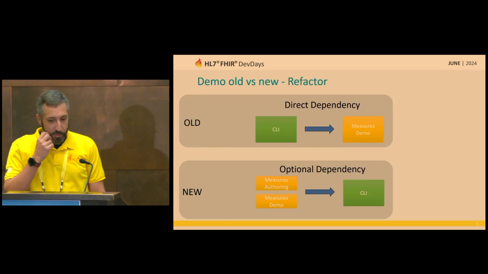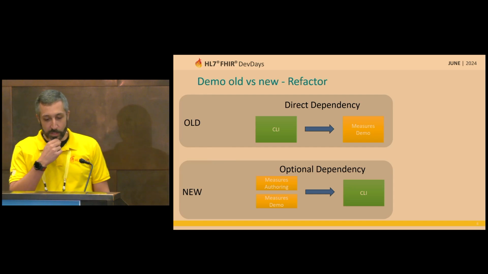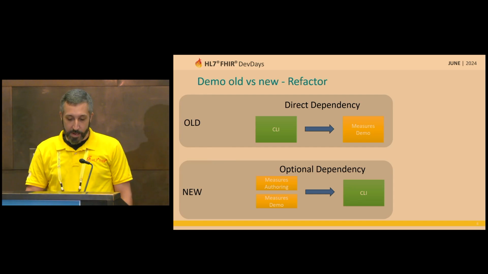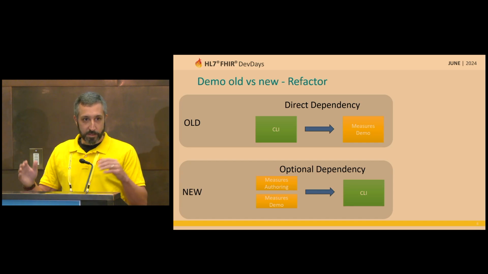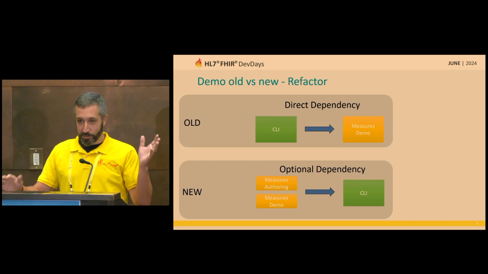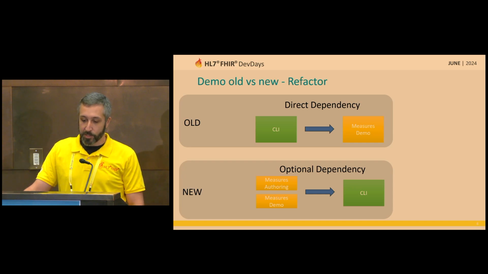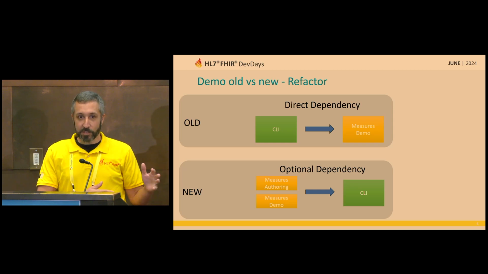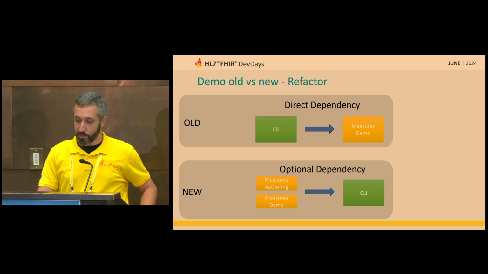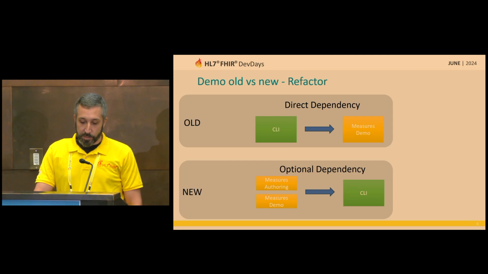Here's just a little drawing to show you the way that the dependencies worked. So this is highlighting some of the items that I just said before. Before, the CLI directly depended on the project that you built, the authoring project, or in the previous case, it's called the measures demo project. And now it's an optional dependency, so you can just take it out. You don't have to use the CLI, you just have a DLL of all of the code that you've built. So now it's an optional dependency the other direction to the CLI tool. So it makes it more portable.